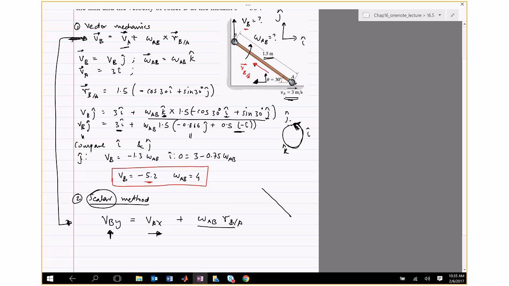So R B with respect to A is the vector in this direction. Sorry, it's going to be exactly the opposite direction. So I'm basically drawing this ladder. This is A, this is B. So the vector from A to B is R B with respect to A, and omega AB is this way. Again, it's that way because this is counterclockwise, so I've assumed it to mean the K direction, right? So it should be counterclockwise.